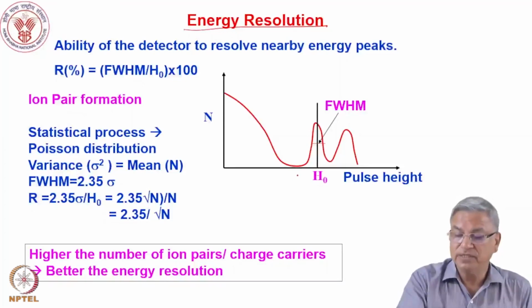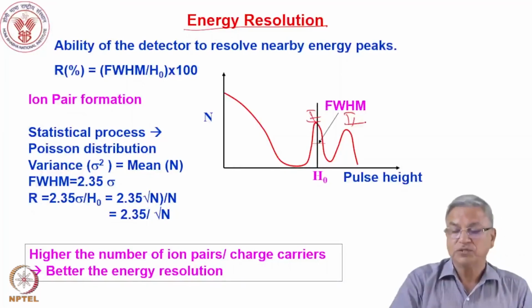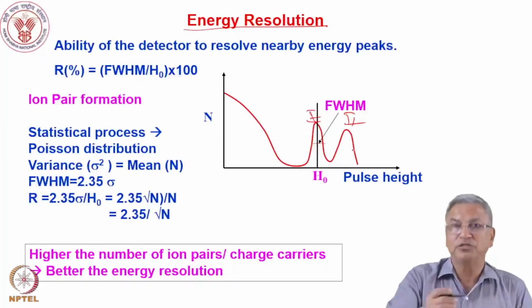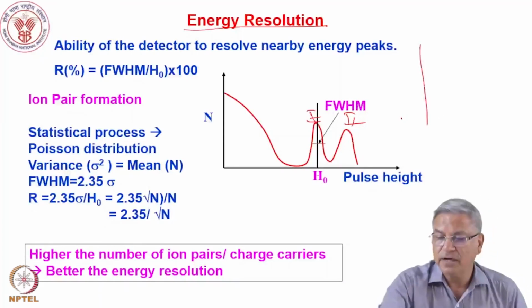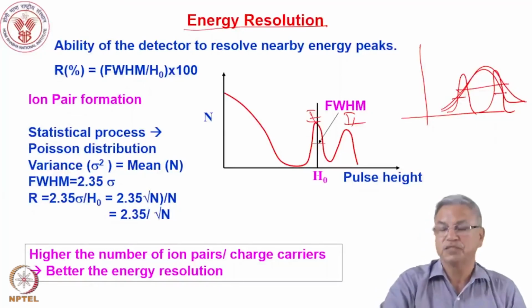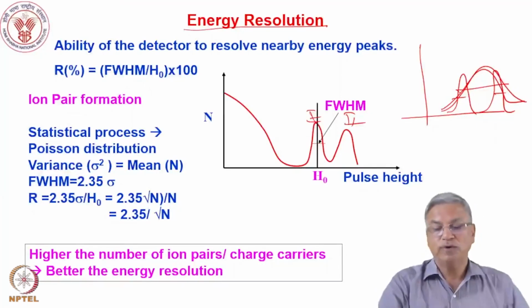Just to illustrate, suppose there are two peaks, 1 and 2. These two peaks are nearby. If our resolution is good, they will appear as separate peaks. But if the resolution is bad, it can appear like this, or it could be broad. So this is what we mean by bad resolution and good resolution. So you have to see that the resolution value is low.